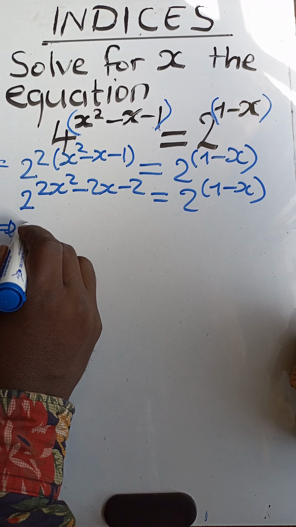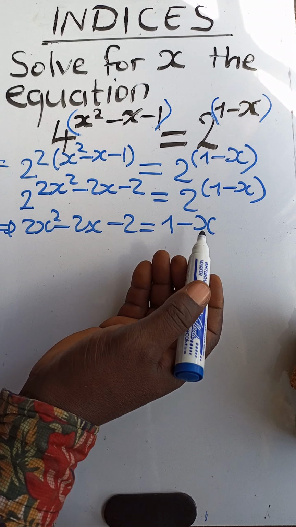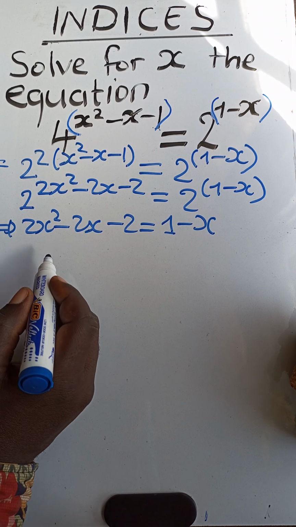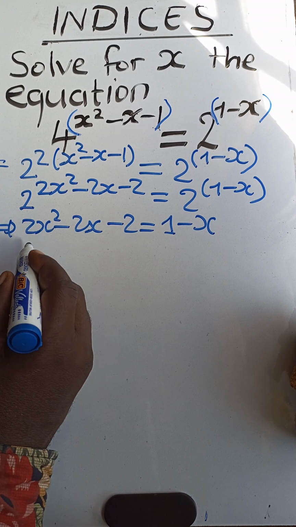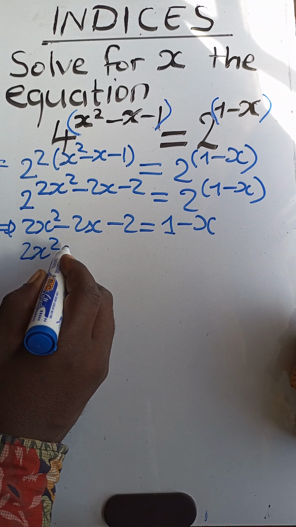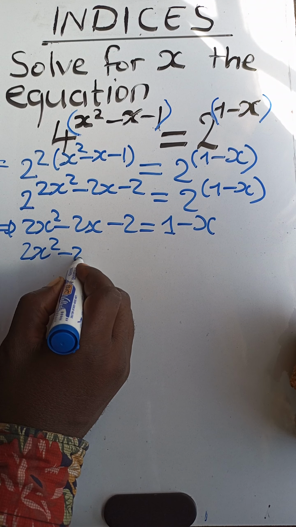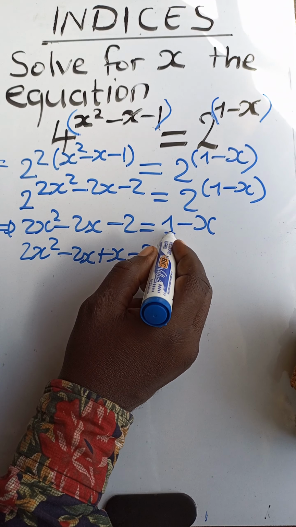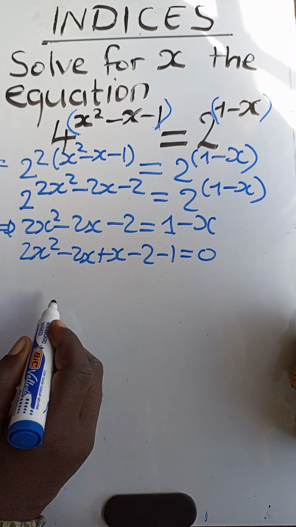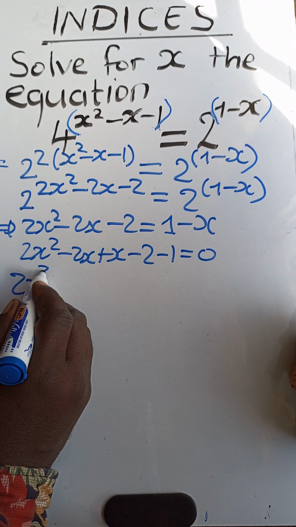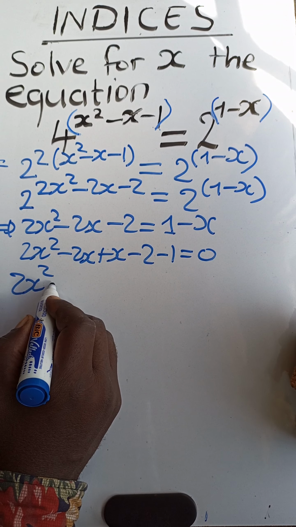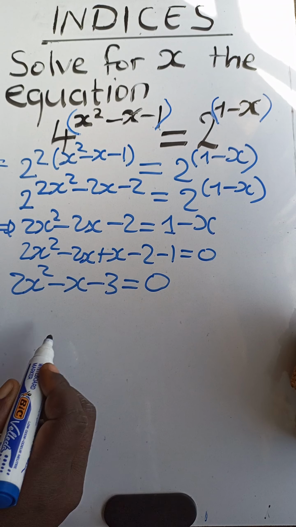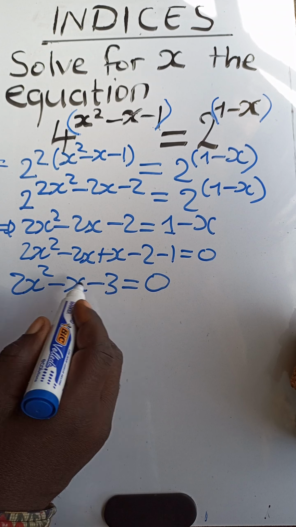All right. Now you see that it's a quadratic. So let's bring everything that is on the right hand side to the left hand side. This is plus 1. When it comes this way, it will be negative 1. This is negative x. When it comes this way, it will be plus x. And so we're going to have 2x squared minus 2x, plus x, minus 2, minus 1 is equal to 0. So we have 2x squared minus 2x plus x is minus x, minus 2 minus 1 is minus 3, equal to 0. We end up with this quadratic equation.